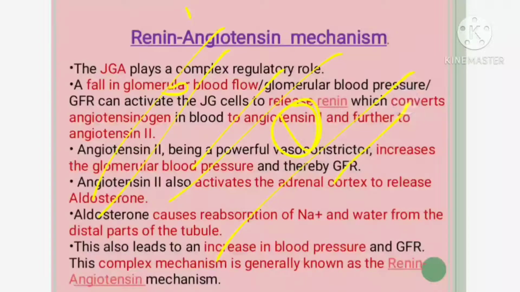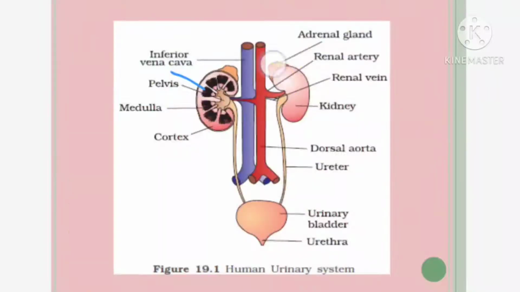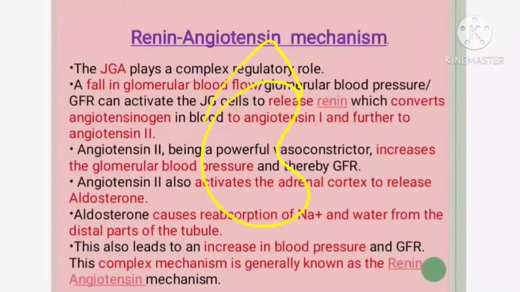Okay. So angiotensin 2 also activates the adrenal cortex. I told you, adrenal cortex means what? You have a gland called the adrenal gland on top of the kidney, we have discussed, isn't it? There was a gland. The gland name was given as what? The adrenal gland. Okay. So from this adrenal gland, one of the hormones which is released is aldosterone. What is released?